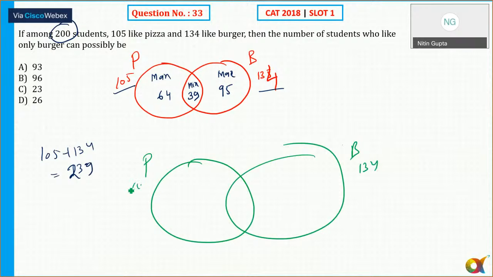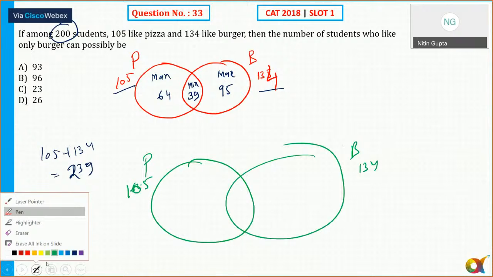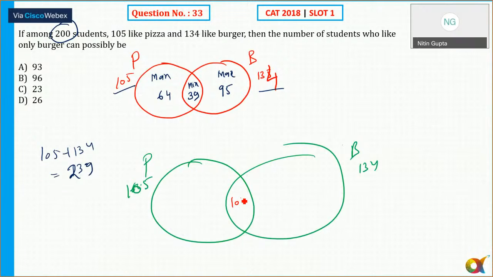What can be the maximum possible value which can be common to both of them? That is 105, because 105 people are eating pizza and 134 people are eating burger. So what can be the maximum number of people who are eating both? That is 105 people. So only pizza is 0, and 134 minus 105 is 29. And there will be a few people who are eating neither pizza nor burger, because nowhere has it been mentioned that each and every student is eating one of them.